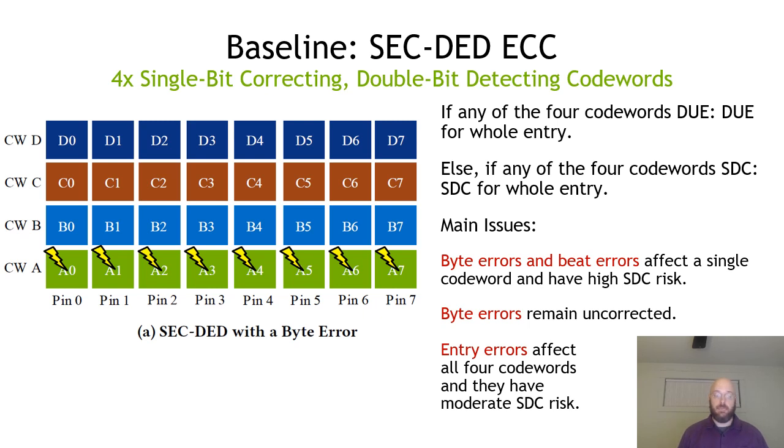This SEC-DED scheme is straightforward and has an efficient hardware decoder, but it lacks byte error correction and it suffers from high SDC risk in the presence of byte and beat errors, since these errors manifest in a single SEC-DED code word.